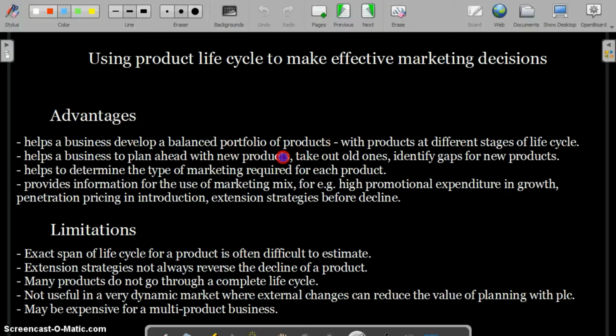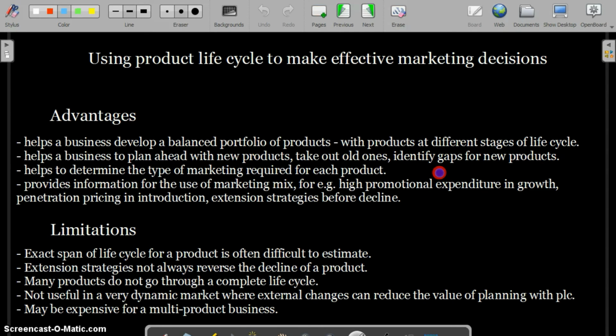Then it helps a business to plan ahead with new products, take old products out of the markets, and identify gaps for new products. So if you know that one product is at introduction, one is at maturity, there should be one at growth as well. So try to increase promotion so that one product can reach growth and they can start planning for a different product at introduction stage.